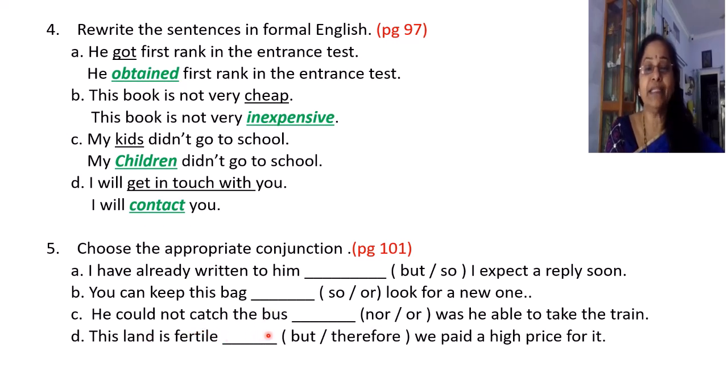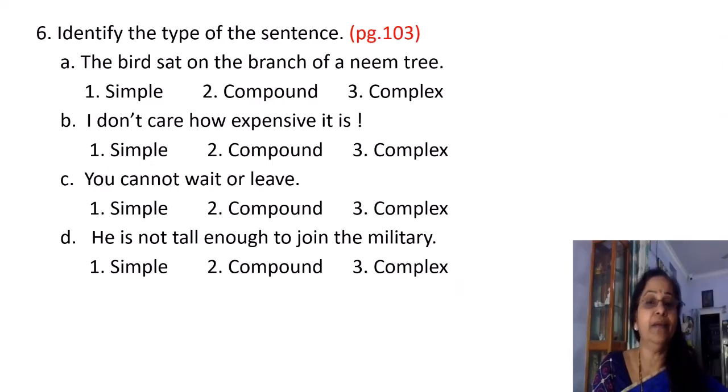He could not catch the bus dash was he able to take the other one. So the answer is nor. He could not catch the bus, nor was he able to take the other bus. This land is fertile, but, or, therefore, we paid a high price for it. So the answer is therefore, the reason conjunction. All the conjunctions of different categories are given on page number 101. All of you just give one reading, it will be easy for you.